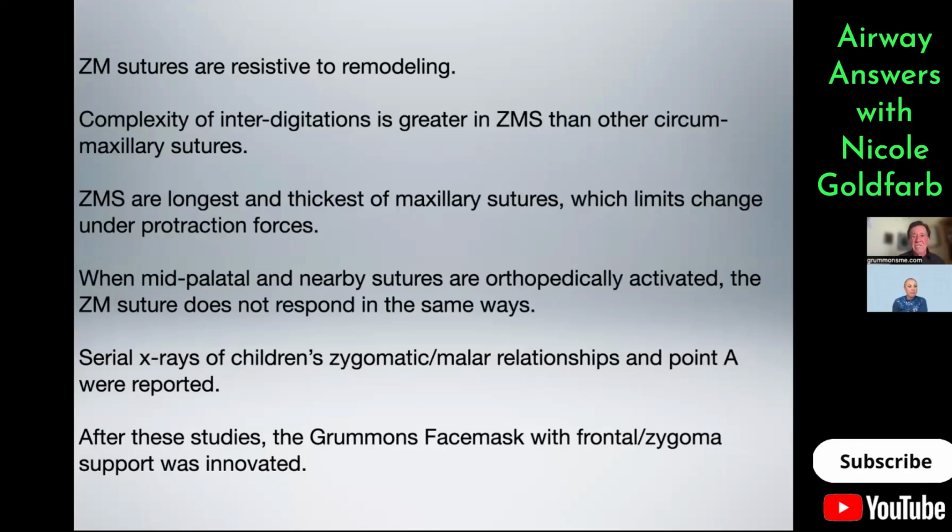Zygomaxillary sutures, they're resistive to remodeling, and they're highly interdigitating. They're longest and thickest of the maxillary sutures, so they're not going to change with the protraction forces. When we activate the other sutures, the zygomatic maxillary suture doesn't even show the same response histologically. And then the serial x-rays of Dallaire and Petit showed us these areas were stable, and point A changes and so on. And then after all this in mind, that gave me a basis to go ahead and design the one that we have.